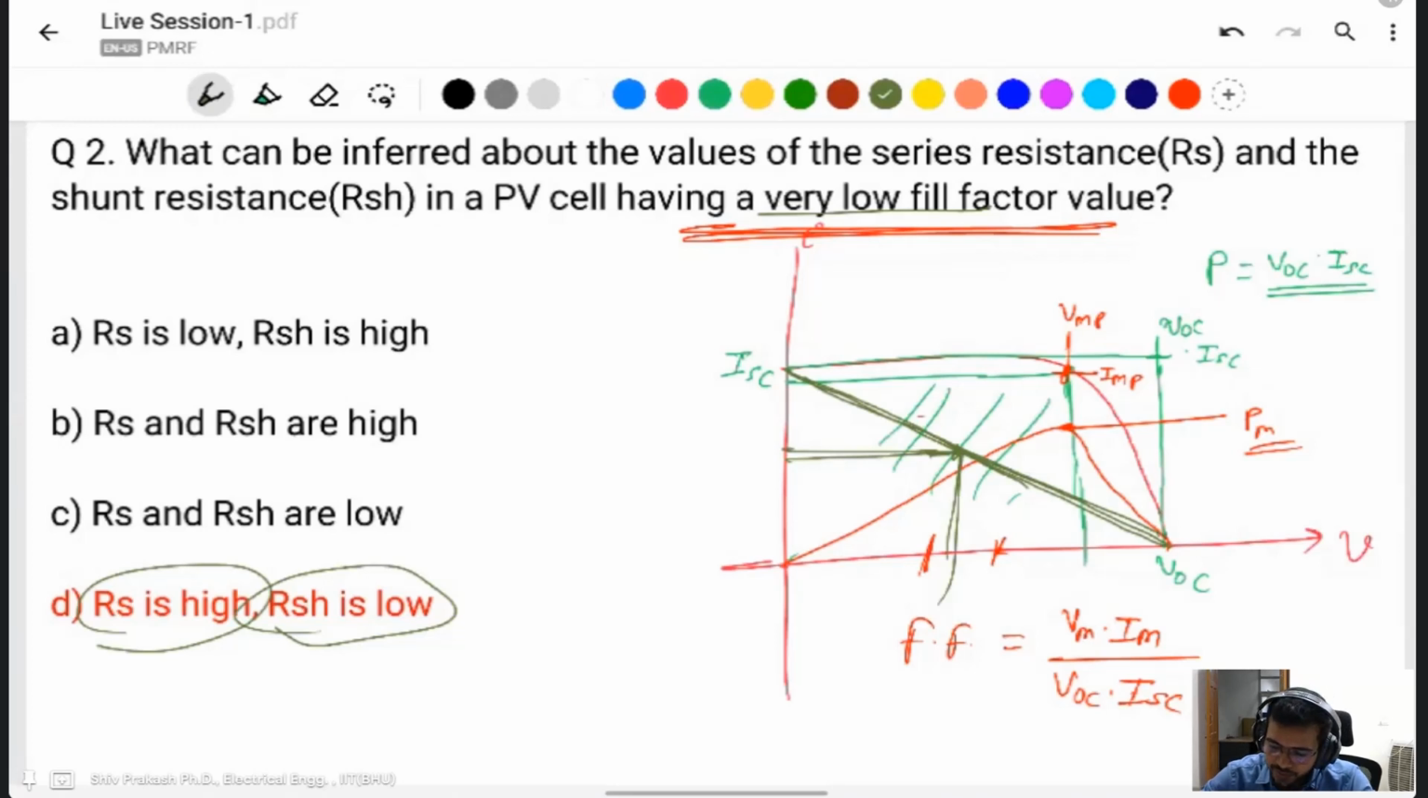That's why RS should be very low and shunt resistance should be very high to get a high fill factor. And you can also call it the utilization factor.